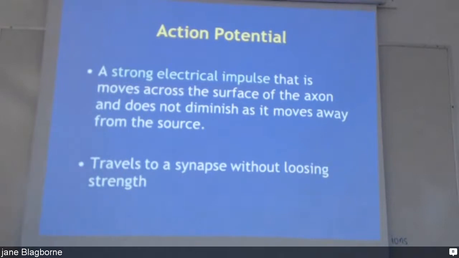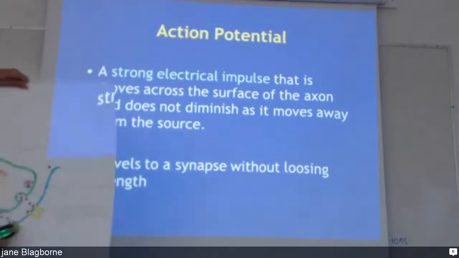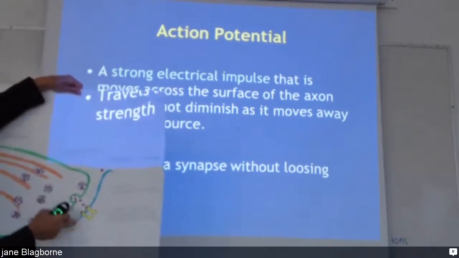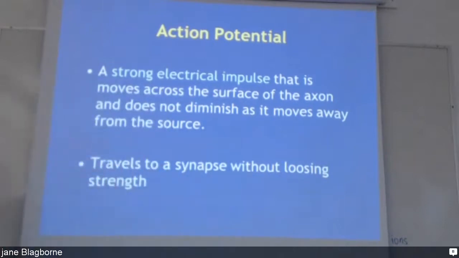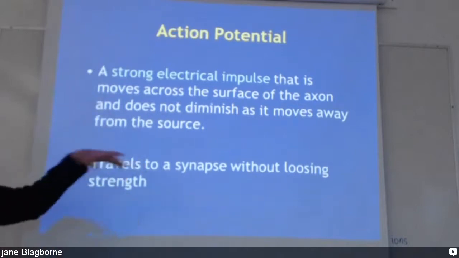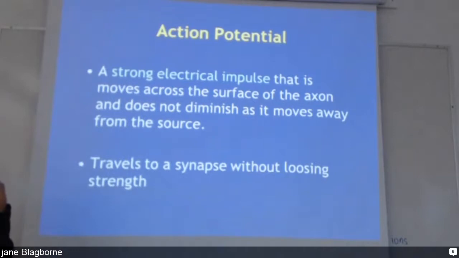So it travels right through that synapse that we talked about earlier, that little piece of fluid that's between the two membranes. It passes right through without losing any strength at all. That's pretty important in the fact that if it lost its strength, then you wouldn't get your impulses up to your brain. They would just disappear.